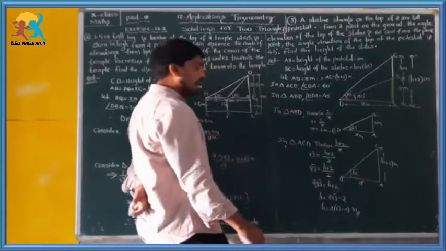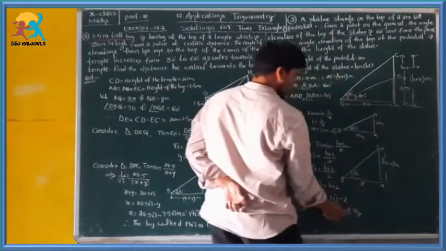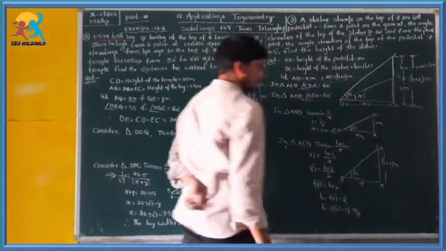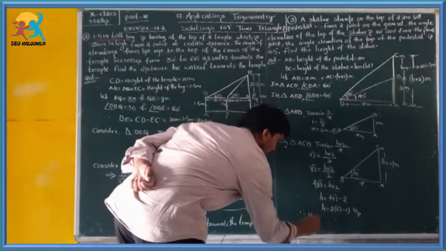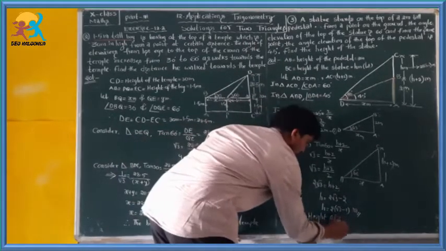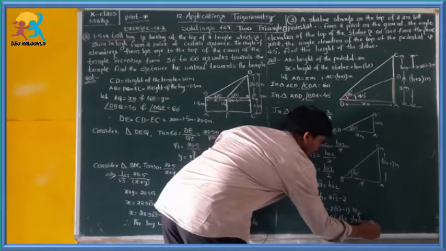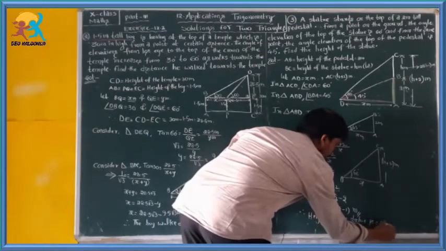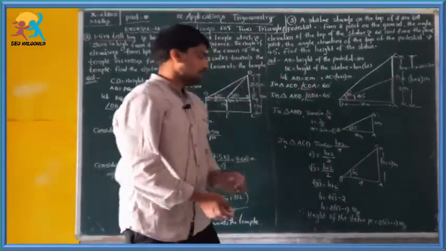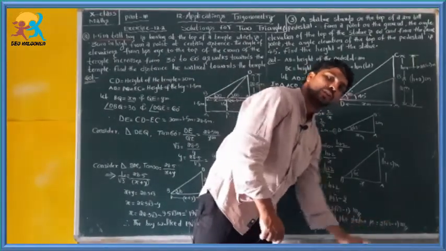h equals 2 of root 3 minus 1 meters. This is the height of the statue. Height of the statue is 2 of root 3 minus 1 meters. Okay. Therefore, the height of the statue is equal to 2 of root 3 minus 1 meters. We can simplify further also by putting root 3 equal to 1.732 minus 1 into 2.